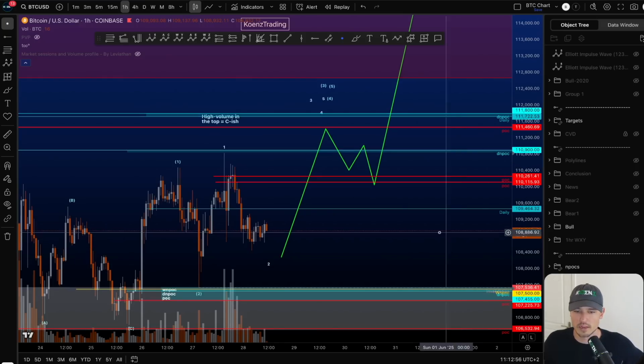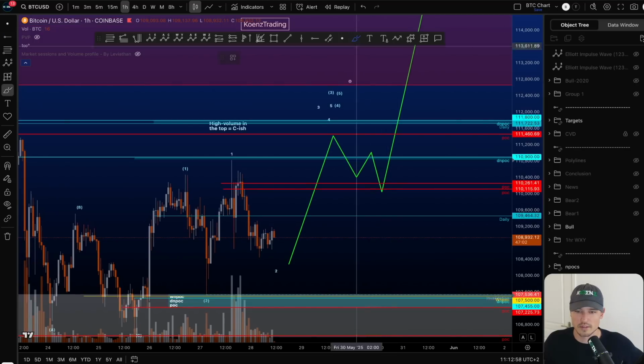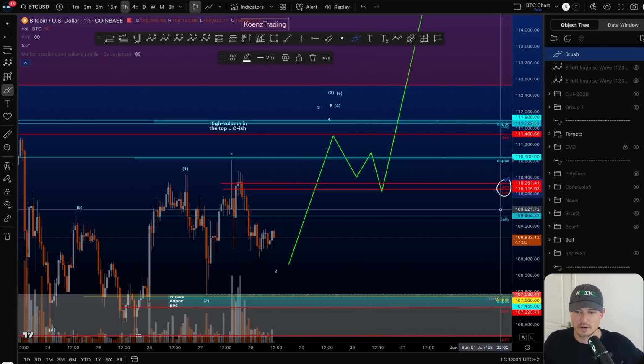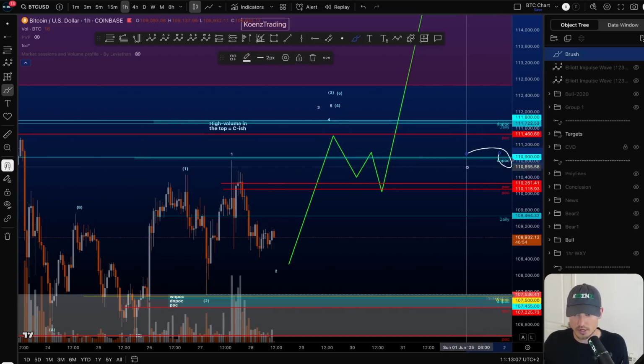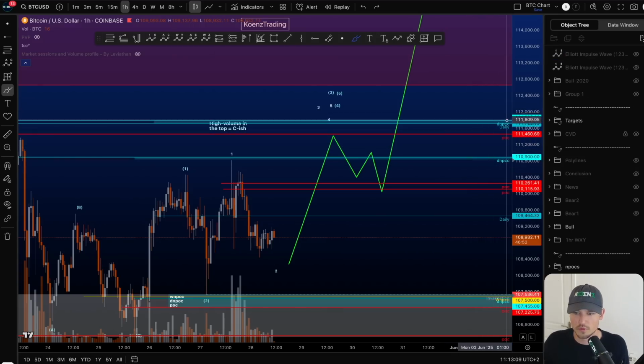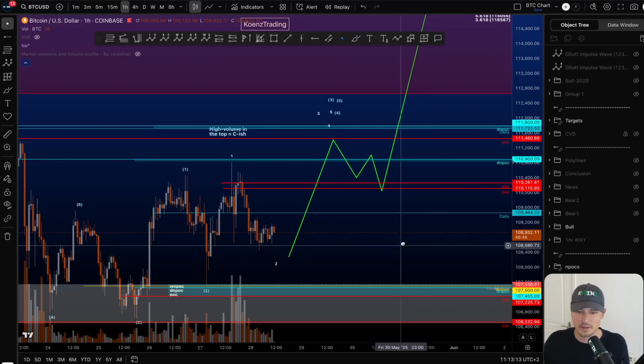If I open my other levels, you can see what's going on at the moment. These levels here are new compared to yesterday, but these ones were already there. So we have 110.9, 111.4, and then around 111.78k, there is some resistance.